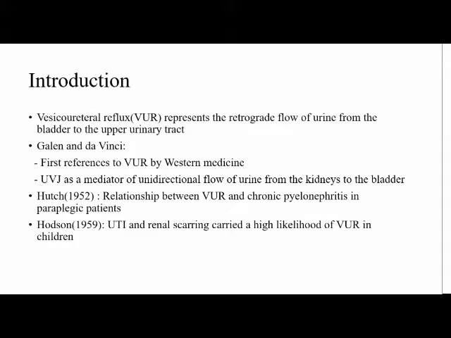VUR represents the retrograde flow of urine from the bladder to the upper urinary tract. First, Galen and Da Vinci had their references about VUR, as a mediator of unidirectional flow of urine from kidneys to bladder. Then Hutch in 1952 developed a relationship between VUR and chronic pyelonephritis in paraplegic patients. Then in 1959, Hodgson studied the relationship of UTI and renal scarring in case of VUR in children.